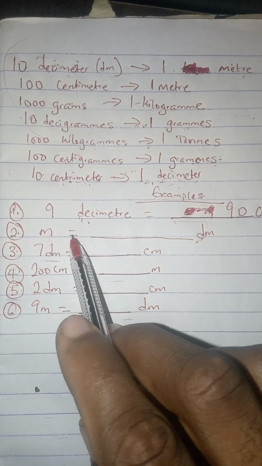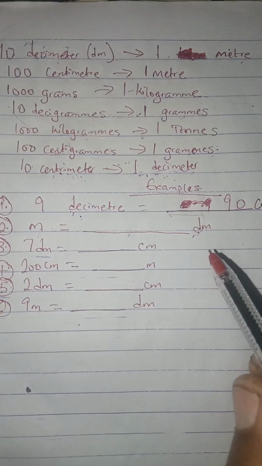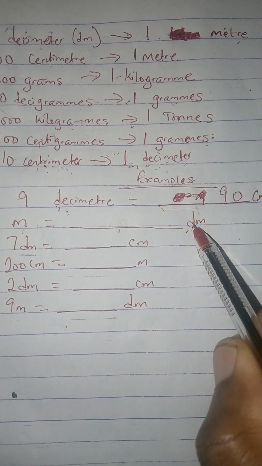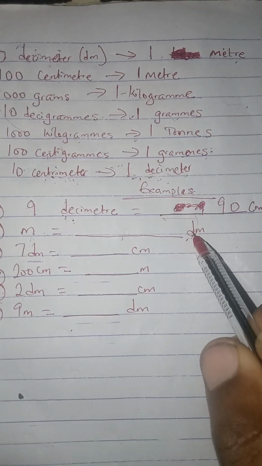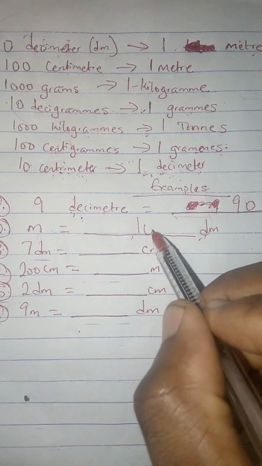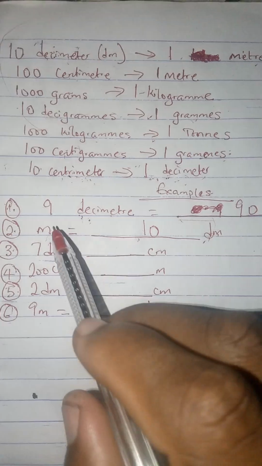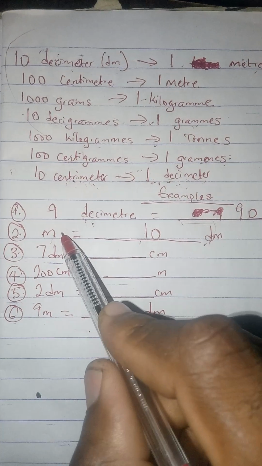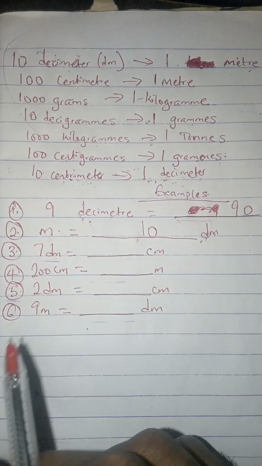Now the second question here says what? 1 meter equals to how many decimeter? We already know that this D stands for what? 10. So this is simply telling us what? 10 what? Decimeter will give us what? 1 meter. Do you understand?